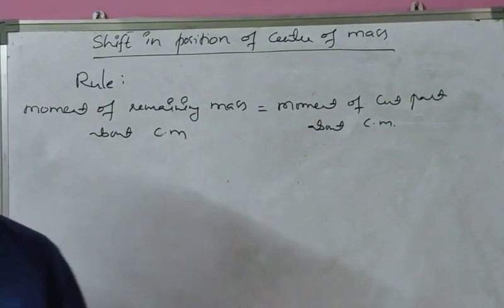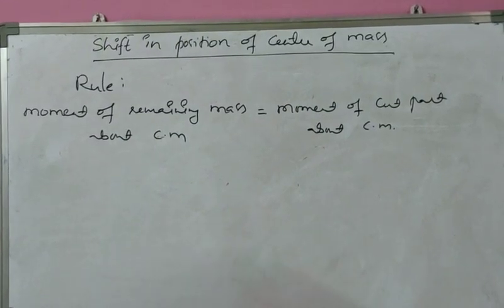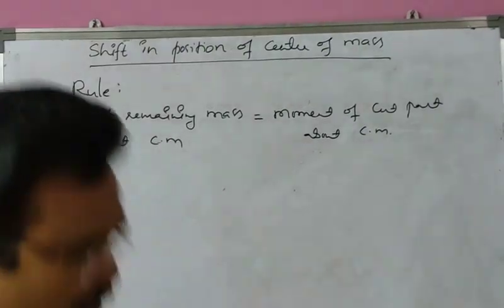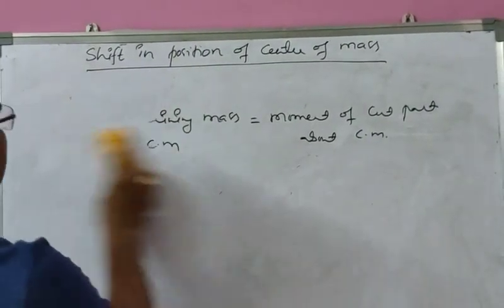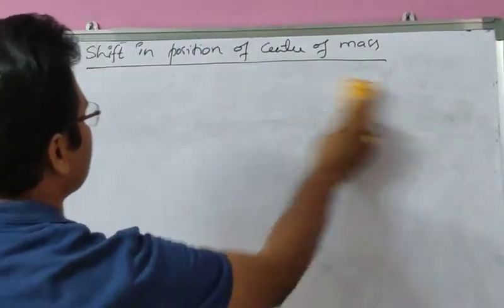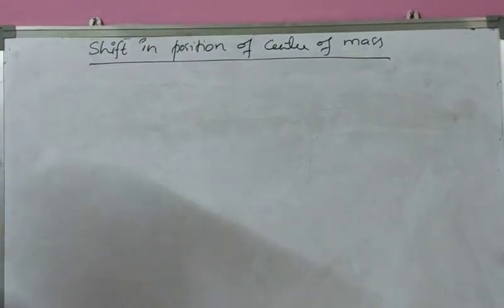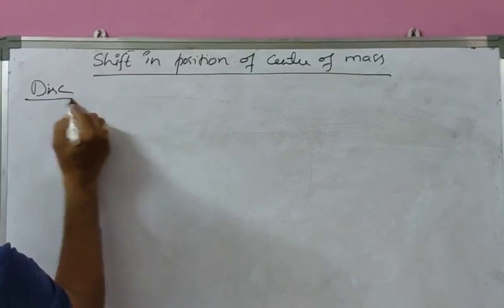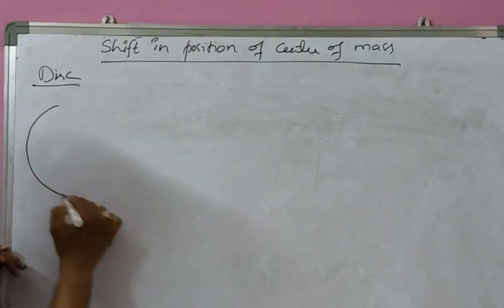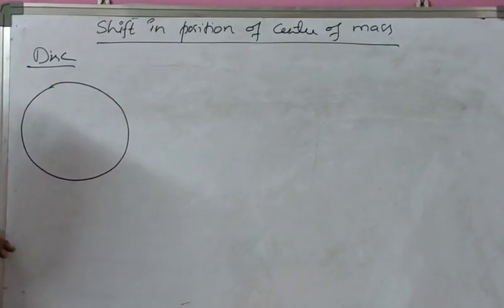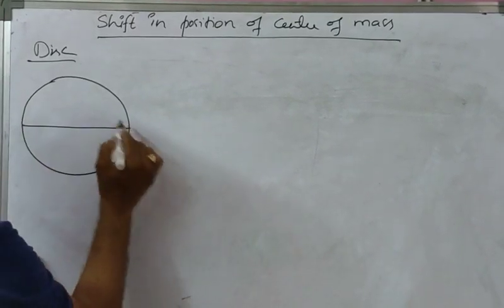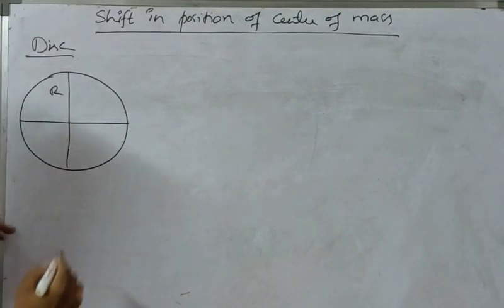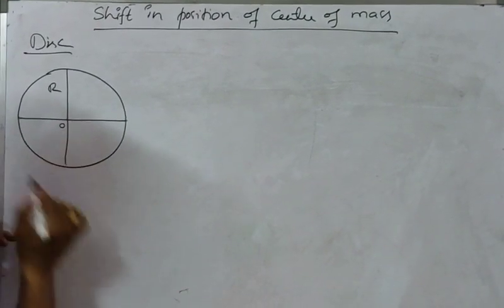So for that, first of all, I would like to take you to a disk. In the case of the disk, I'm going to tell you what happens. For example, this is a uniform disk of radius capital R. Its center of mass is at O here.